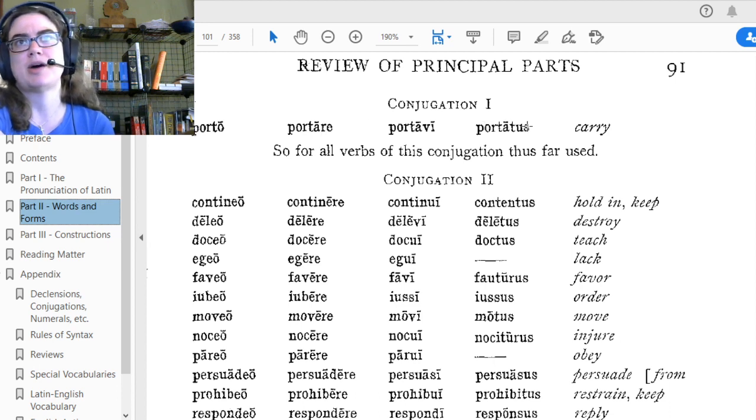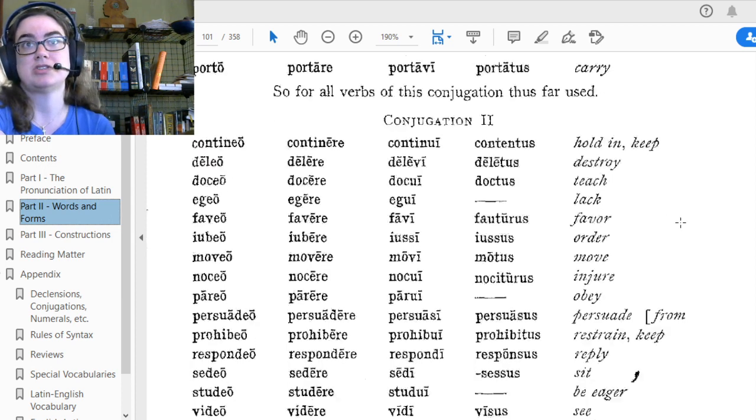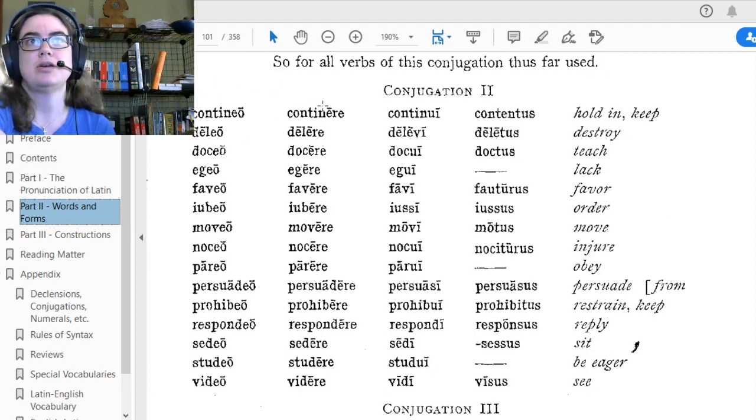Porto, portare, portavi, portatus. That's the way first conjugations that are regular always go. Ora, oravi, oratus. It's the easiest of conjugations. Second, continuo, continuare, continui, contentus. So you'll notice that with second conjugations, you have a lot of UIs or VIs, and then sometimes SIs and DIs.